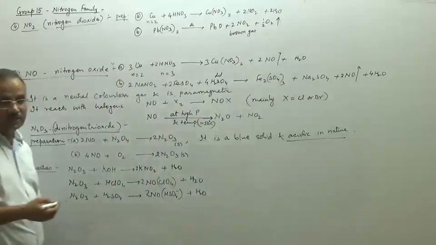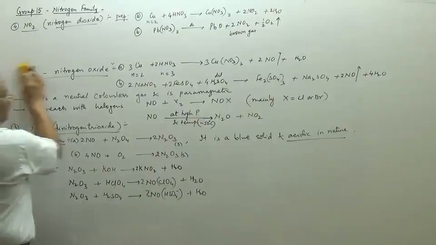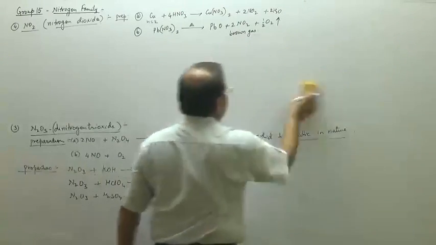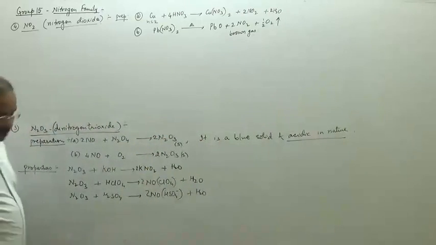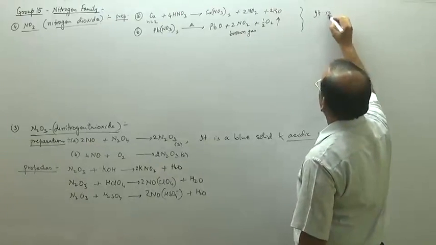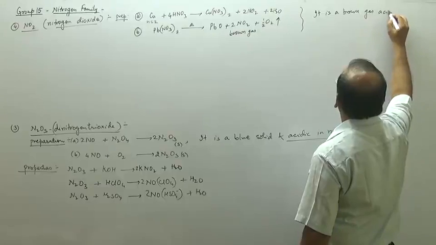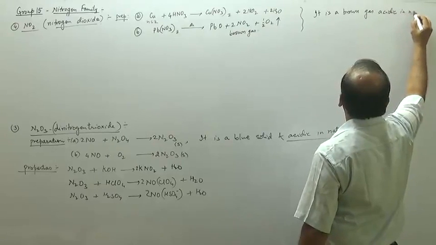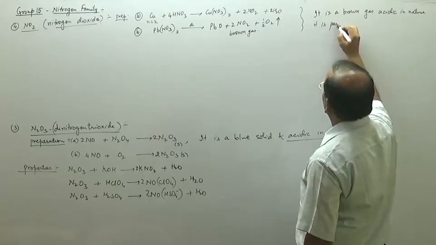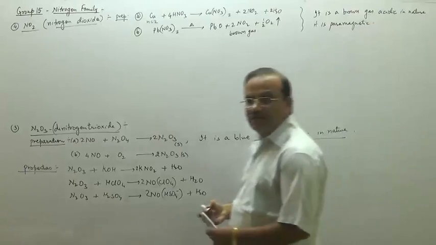So we can write that it is acidic in nature. It is a brown gas which is acidic in nature. It is a brown color gas, acidic in nature. It is paramagnetic, like that we can say.